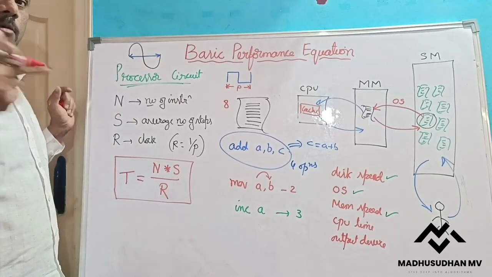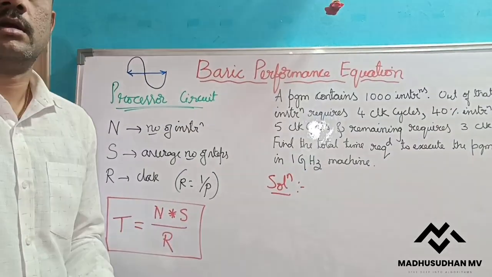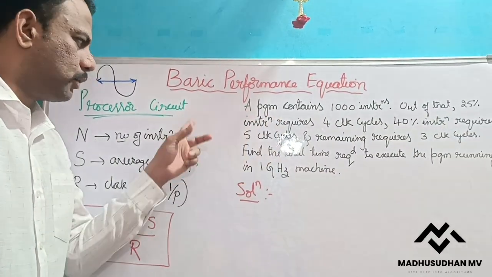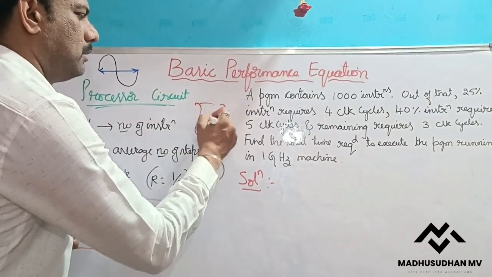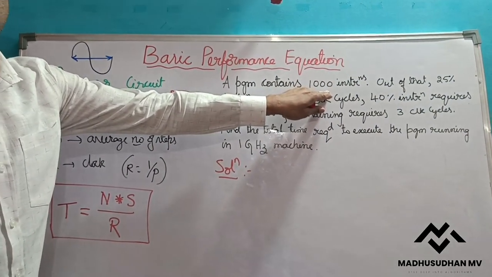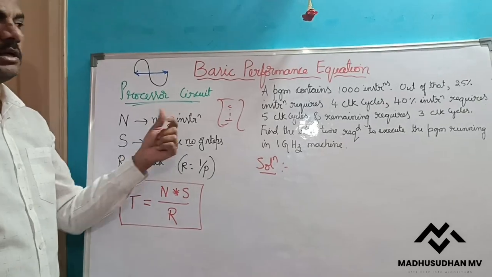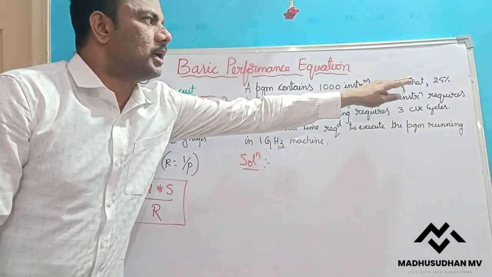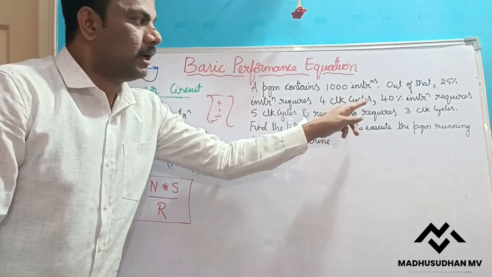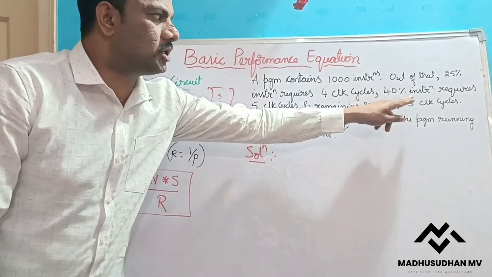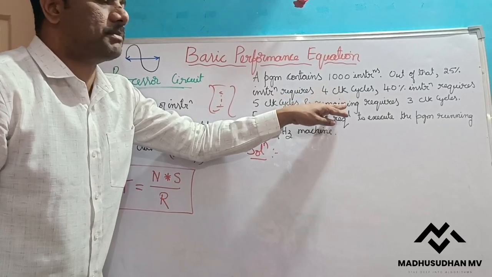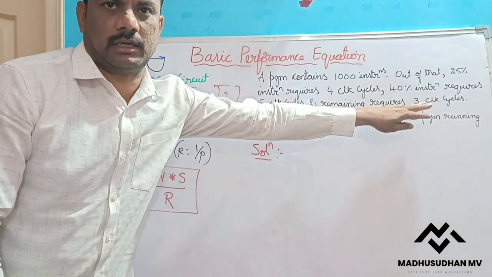Let us discuss one problem on that. This is the problem statement. Let us take a program containing 1000 instructions. So the number of instructions N is equal to 1000. Out of that, 25% of instructions require 4 clock cycles, 40% of the instructions require 5 clock cycles, and the remaining 35% of instructions require 3 clock cycles.